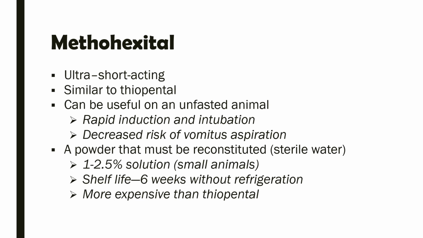For ultra short-acting barbiturate is methohexital. Now, it can be useful on the unfasted animal. It has a rapid induction and intubation. It has a decreased risk for vomitus aspiration. Just like the thiopental, it is also available in powder form and it must be reconstituted with sterile water. For small animals, we have the preparations available is a 1 to 2.5% solution. In terms of the shelf life is about 6 weeks without refrigeration, and this is considered to be more expensive than thiopental.